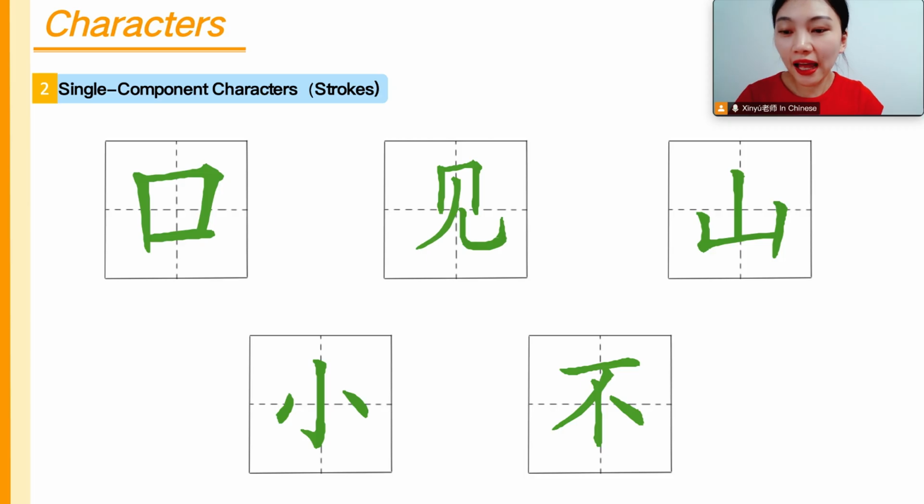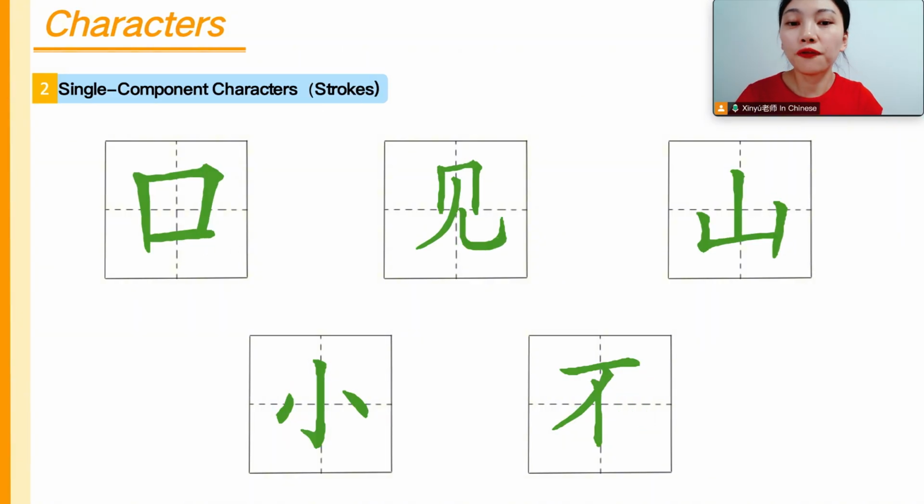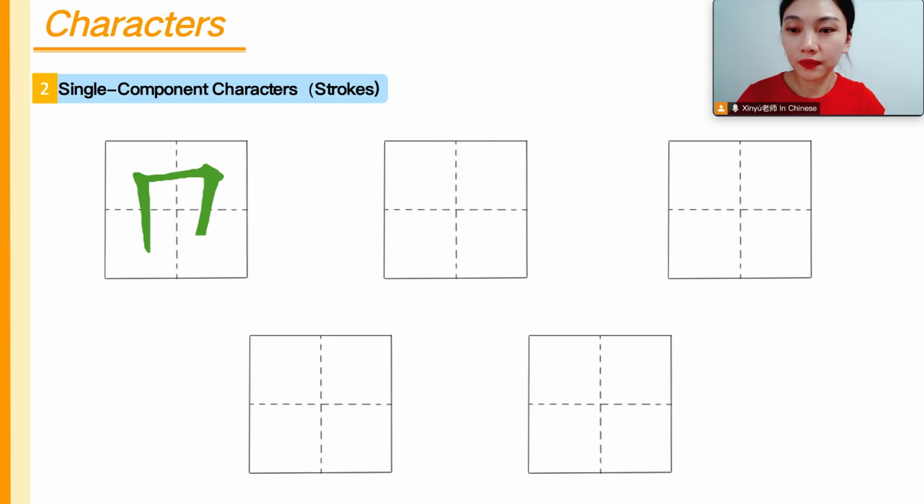Okay, now please take out a piece of paper or your notebook and write along with me as we go through each one on the screen. So first one, let's write 口. So the character means mouth. Its shapes look like an open mouth, like a person opening their mouth to speak loud.